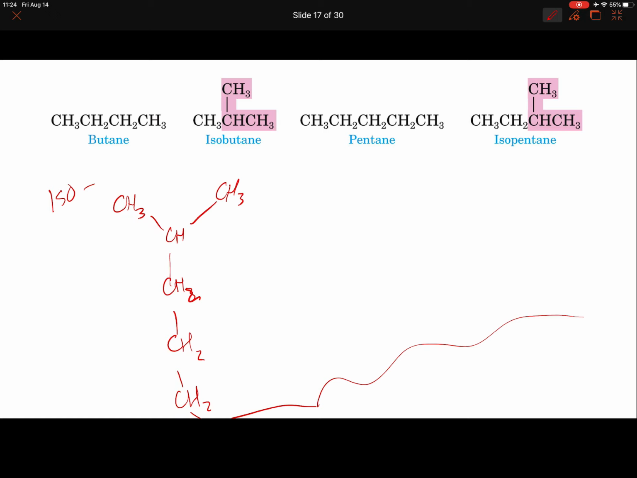So if this was the group right here, this would be 1, 2, 3, 4, 5, 6. This would be isohexyl. So just to kind of show you how that works. Okay, so that's a common name sort of explanation there.